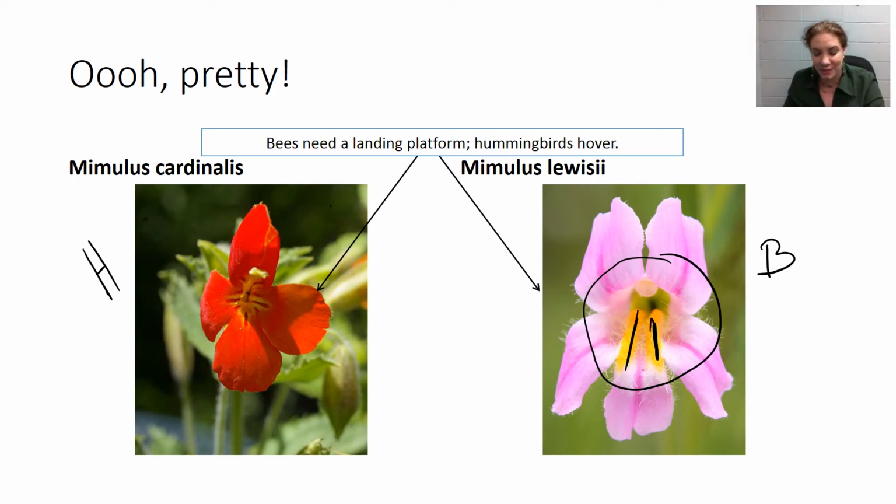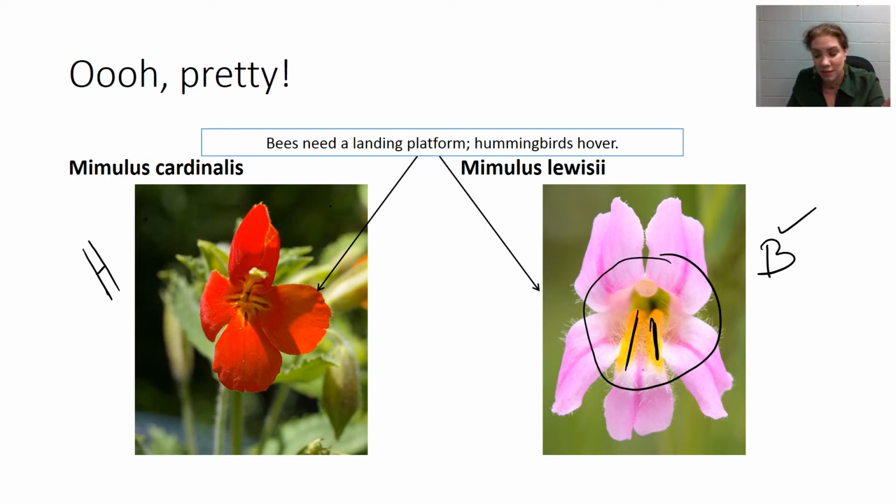So, okay, the lewisii flower is more bee friendly. The color is even more bee friendly. Bees have better vision in the purple, blue, and violet end of the spectrum, and even the ultraviolet end of the spectrum, and not so much red. So right now, this flower is nicely set up for bees, and you've got the red one, the cardinalis, that hummingbirds are going to want to come over to.